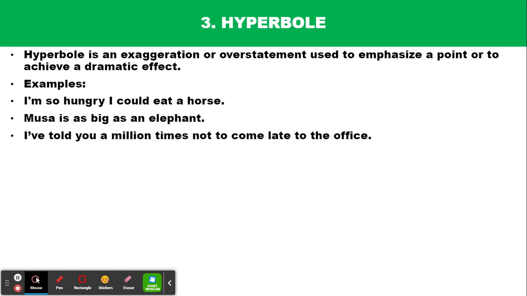I have told you a million times not to come late to the office. It's not possible that you have told somebody one particular thing a million times. So these are all examples of hyperbole or overstatement used to emphasize a point.